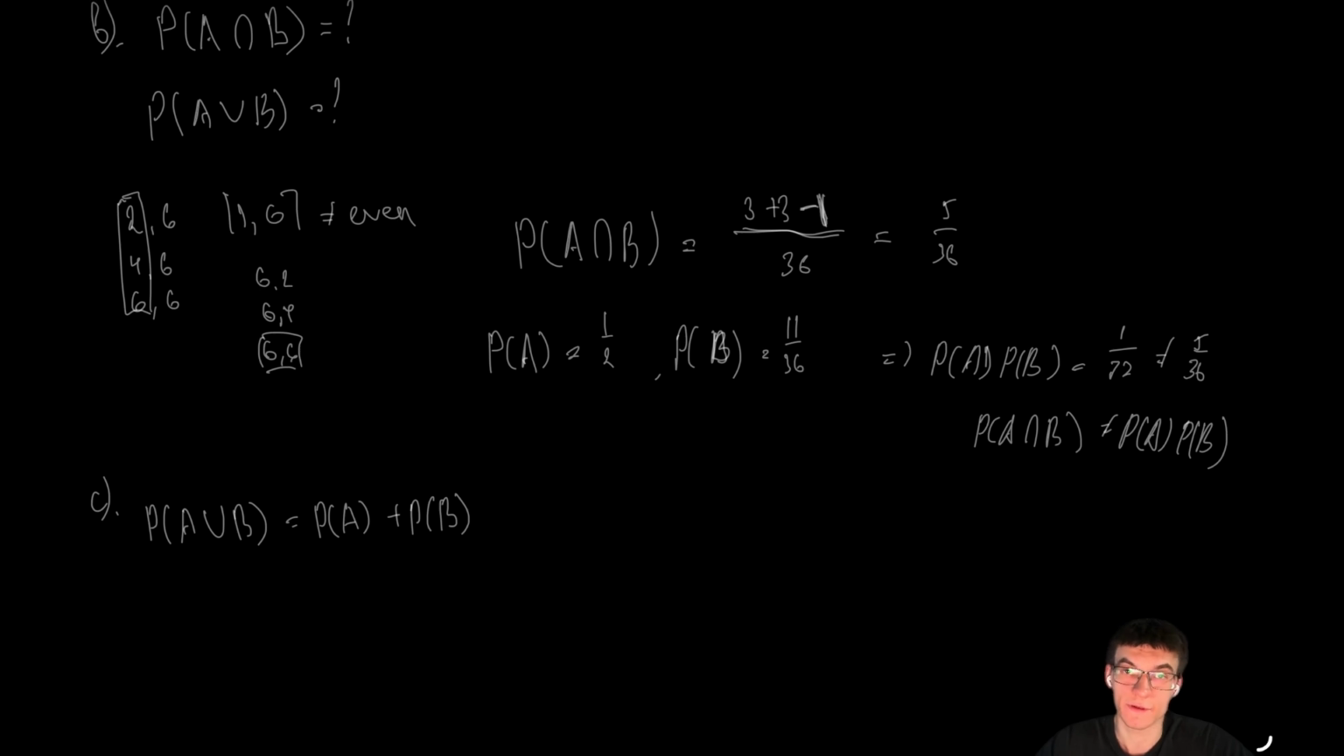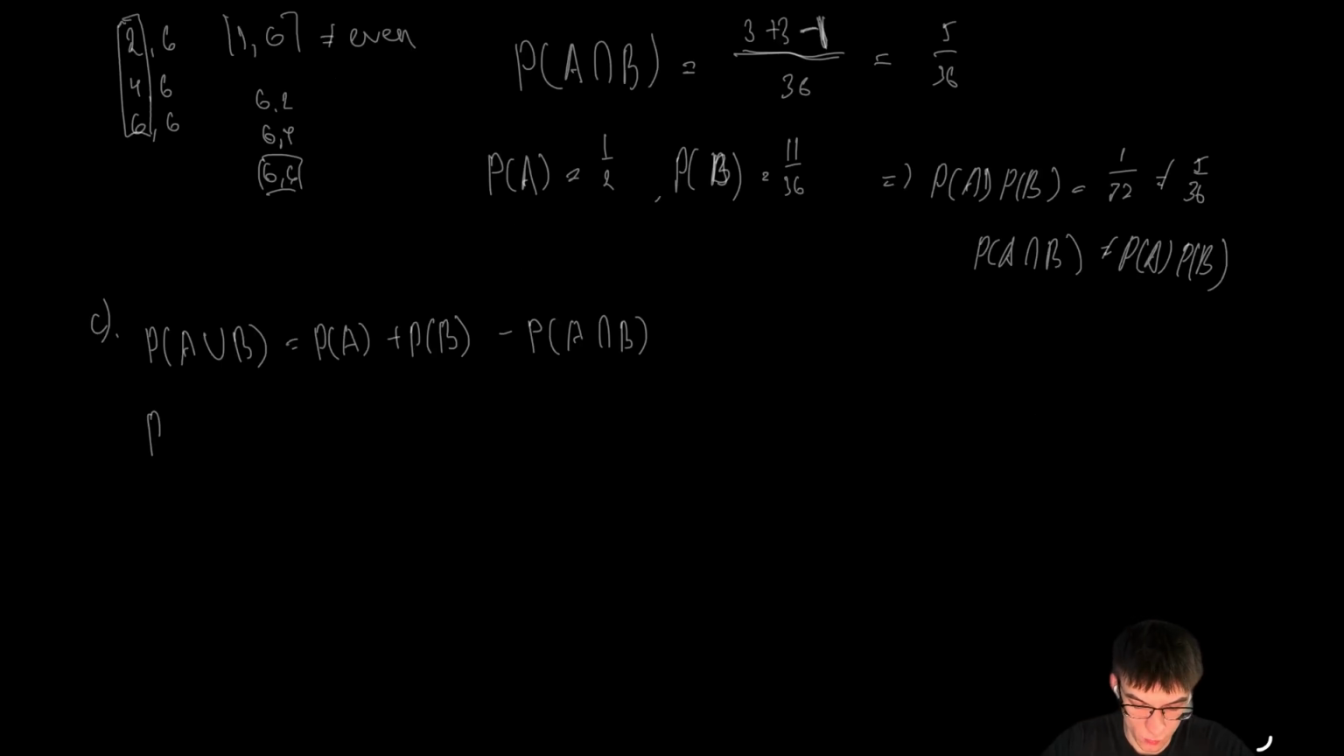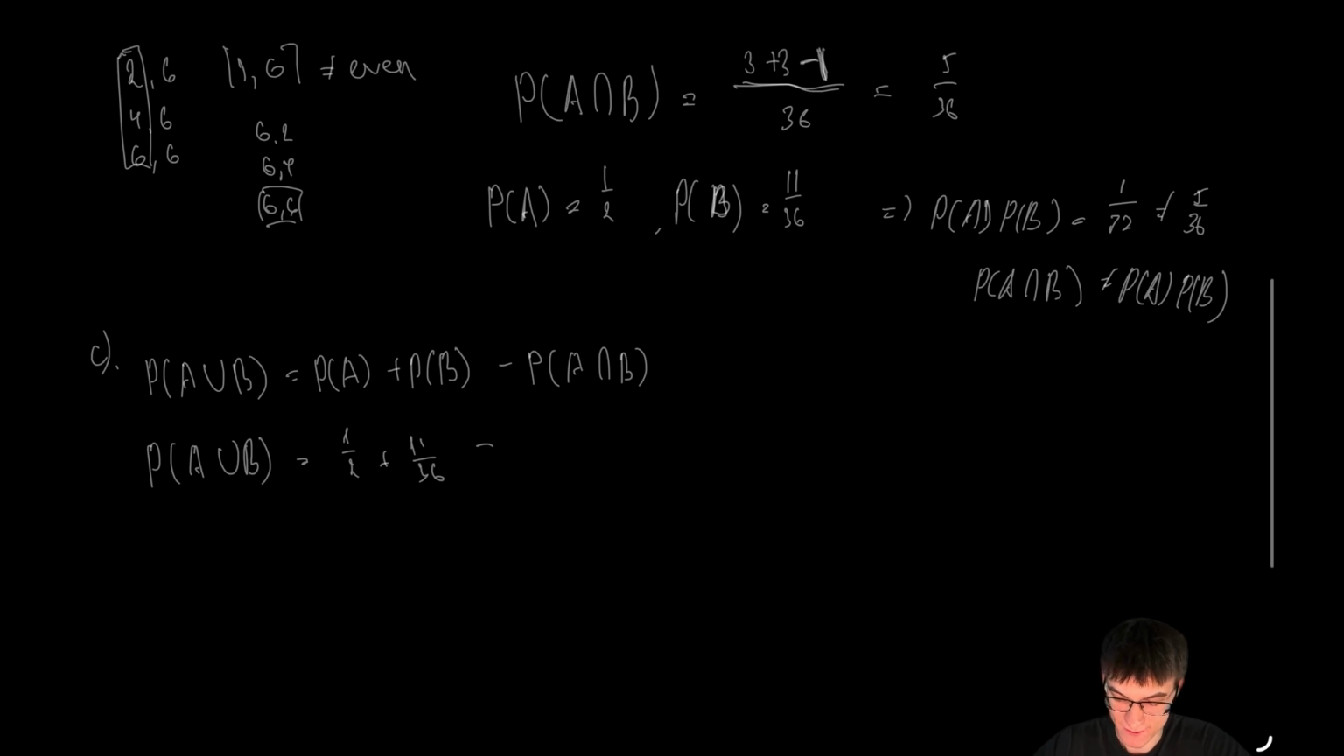They can happen at the same time. They can happen simultaneously, so we need to subtract their intersection. Let's now try to find out what it would be. It would be P of A, 1 over 2, plus 11 over 36, minus the probability of their intersection, which is 5 over 36. That will give us 1 over 2 plus 6 over 36.